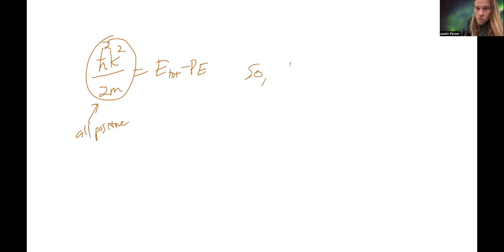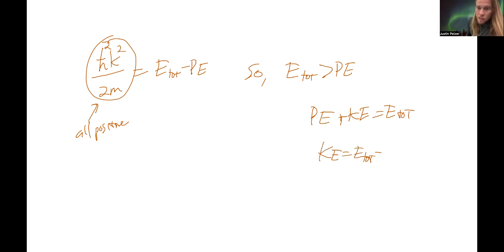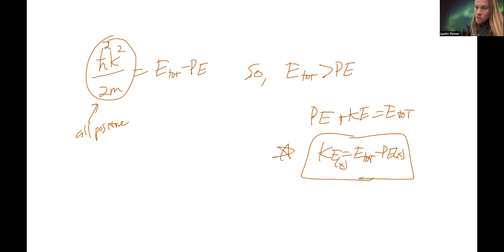E total is greater than PE. And remember, potential energy plus kinetic energy equals E total. Really important point here. That means kinetic energy equals E total minus potential energy. This is kinetic energy of x if you were to graph it. And sometimes we're going to do this. This is really important.